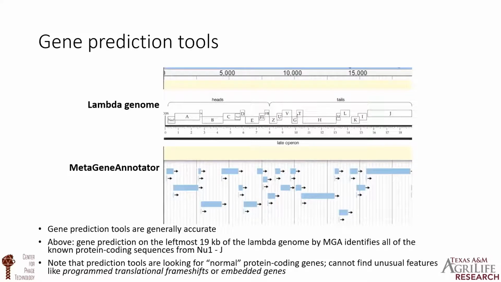It's worth noting that these prediction tools are only looking for normal protein coding genes. They can't find unusual features like, for example, programmed translational frameshifts or embedded genes as you might have with genes in spanin complexes. But as you can see here, in the case of Lambda, it's done a great job and has accurately identified all the known protein coding genes in the first half of the Lambda genome.